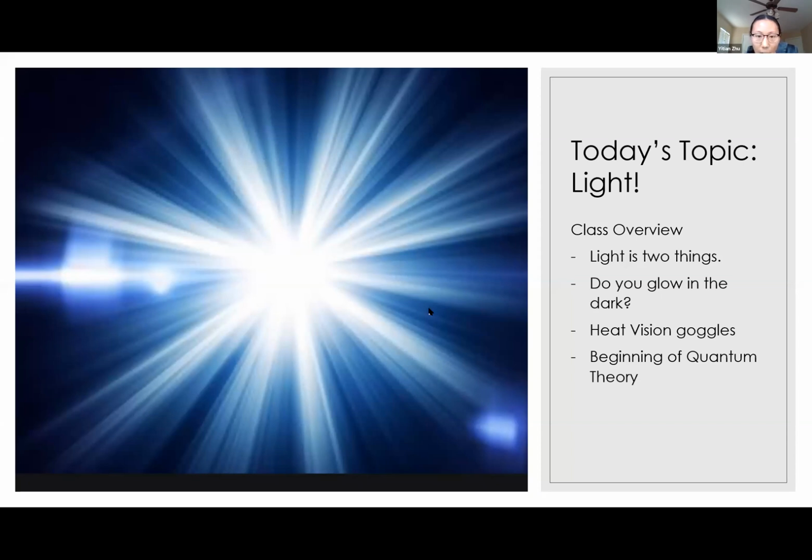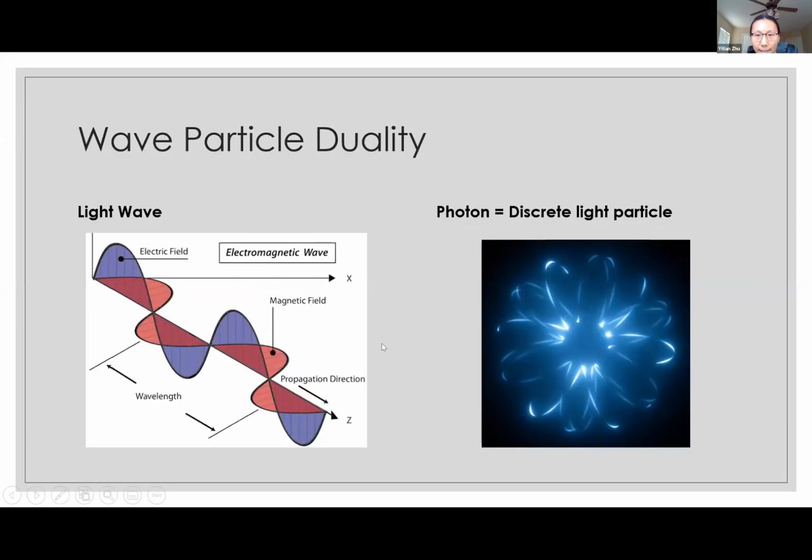All right, so let's start with the first thing, which is that light can be two things. Light has wave-particle duality, and duality means that there are two ways you can describe light. Light can be described as a wave or as a particle. So as a wave, it can be an electromagnetic wave.